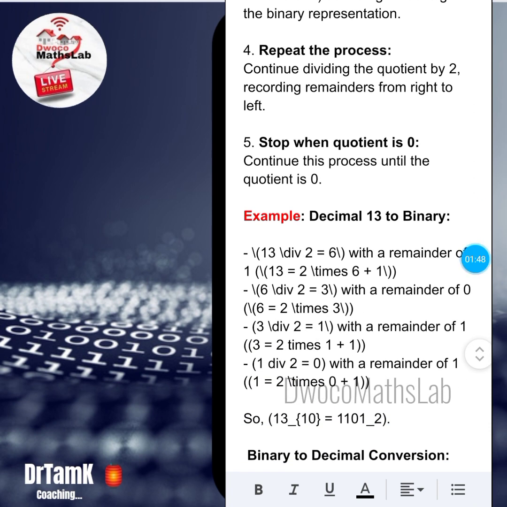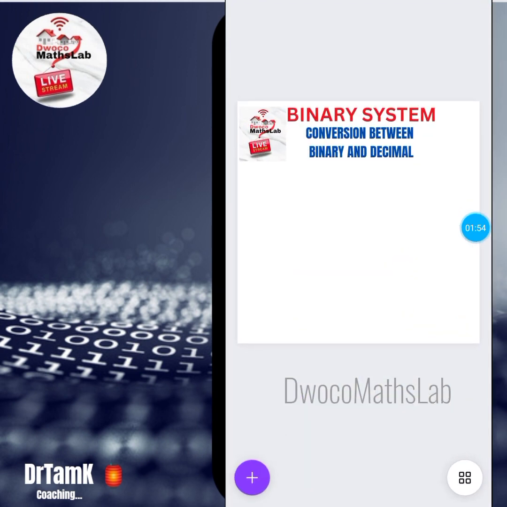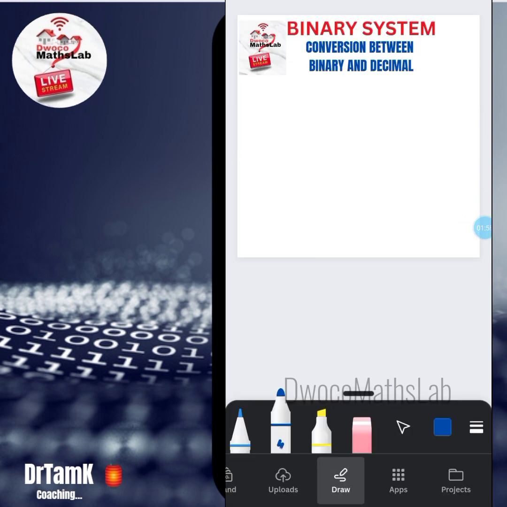So let's go practical. Let's convert decimal 13 to binary. Let me go to the board. If you come to the board here, let me grab my pen. We're going to convert 13 base 10 to base 2. Okay, that's what we're going to do.